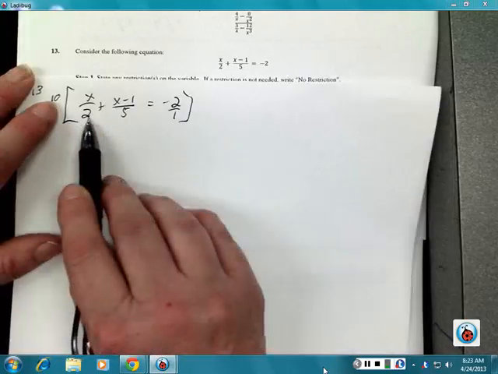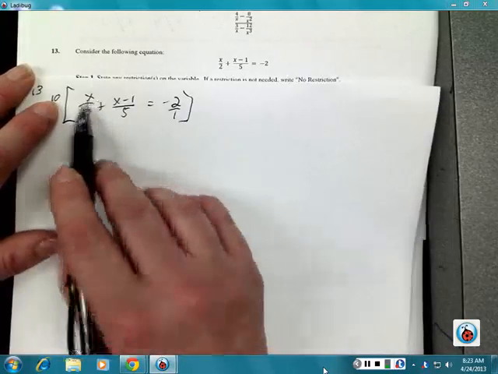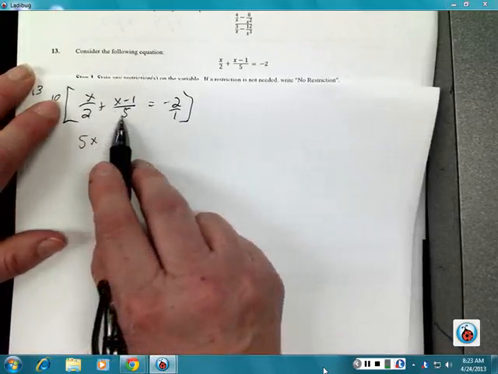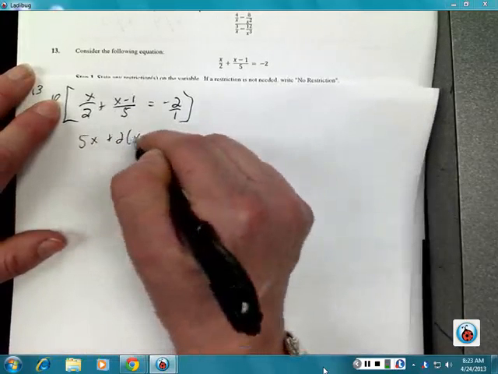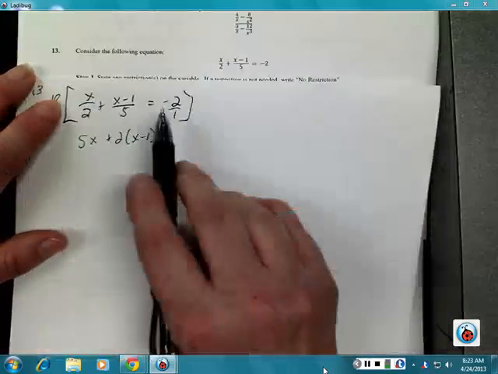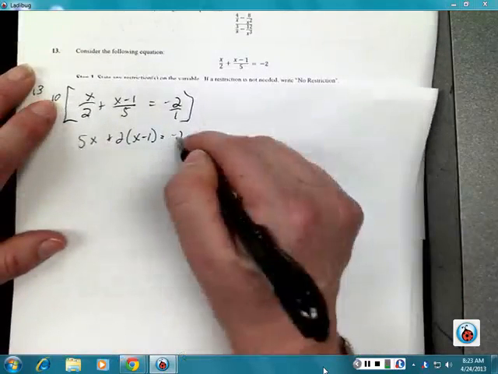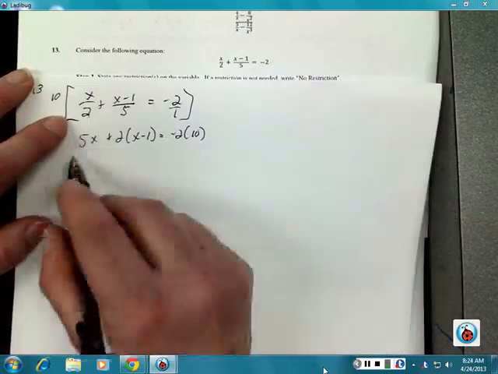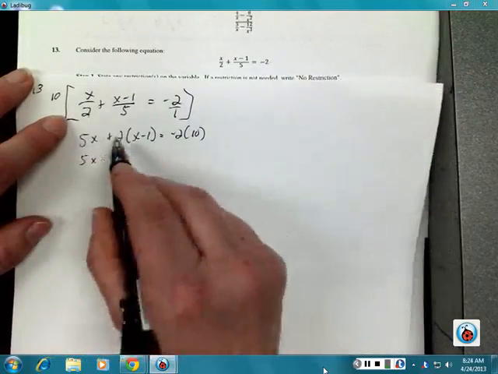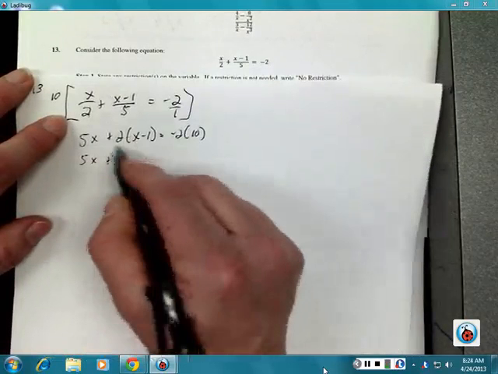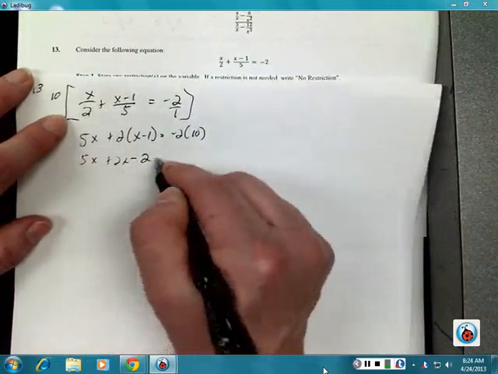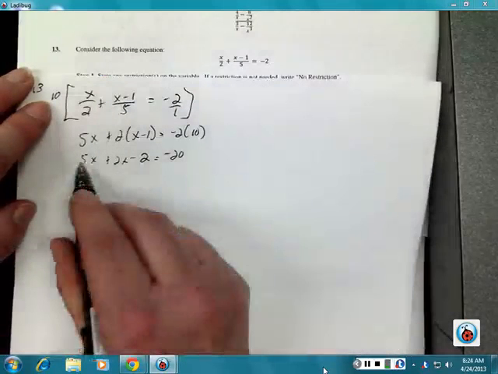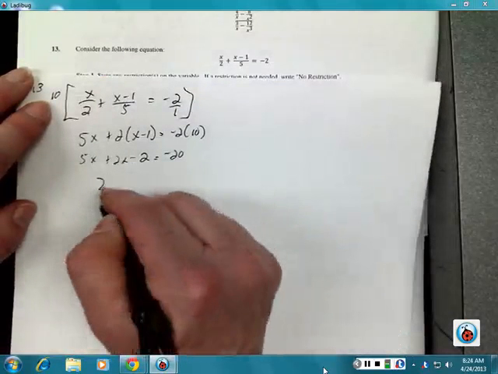The 2 and the 10 will cancel to a 5 times x, it's 5x. The 5 and the 10 cancel to a 2 times x minus 1 on the top. And the last one is going to be a negative 2 times 10. So then what happens with this? So now I got to finish it. So I got 5x. 2 times x is 2x. 2 times negative 1 is a negative 2. And negative 2 times 10 is a negative 20. 5x and 2x is 7x minus 2.